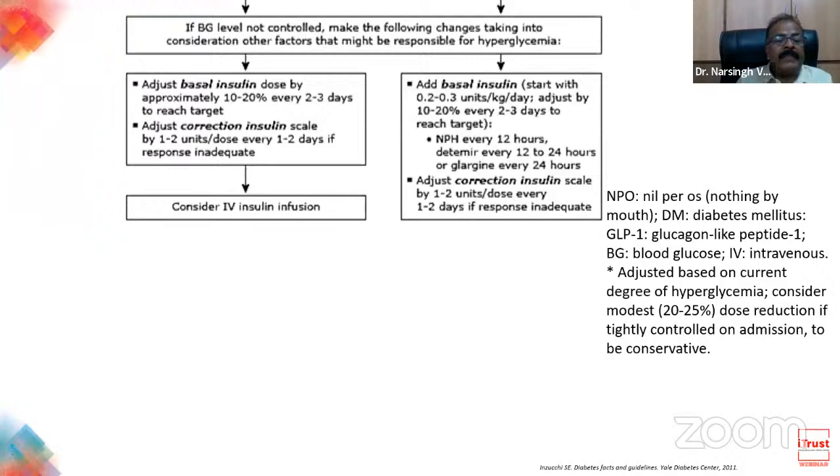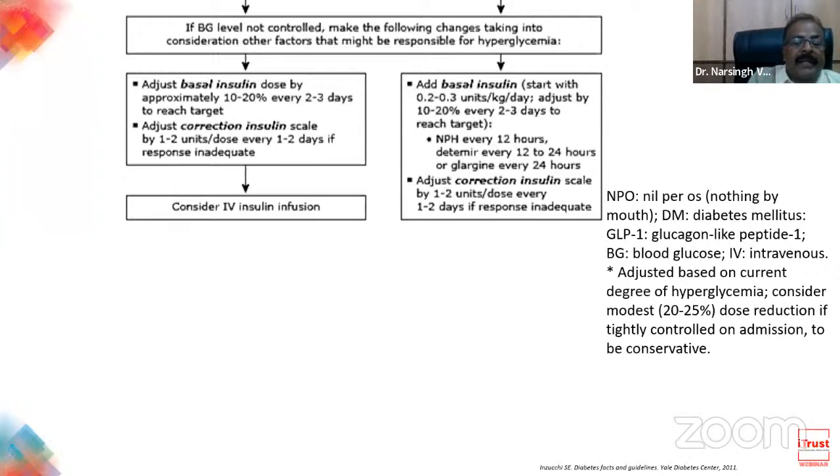Here, if the blood glucose level is not controlled, then adjust basal insulin dose by approximately 10 to 20% every 2-3 days to reach target. Until you get the target, increments in doses will continue, and adjust the correction insulin scale by 1 to 2 units per dose every 1 to 2 days if response is inadequate. See here that prandial insulin is not required because here the patient is not taking anything orally. So adjusted correction insulin scale is required.